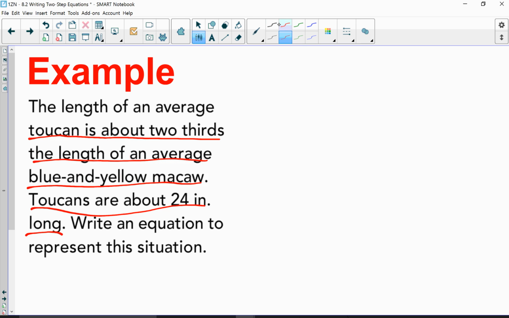Let's just start with we got two types of birds, right? We got a toucan here. It is so long. We have a blue and yellow macaw here. That's going to be a certain length. So those are two things we're talking about here. Which of those is the unknown is the question. It says toucans are about 24 inches, but does it ever say what macaws are? It doesn't. So the macaw is going to be the variable in our equation.